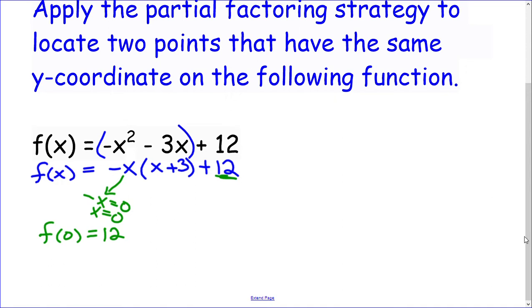And then if I do the same thing over again, and I take a look at this term, I've got x plus 3, and we're going to make it equal to 0, then x is equal to negative 3. So when I plug negative 3 into my function, I'm also getting 12 as an answer, because I'm canceling out my factored term. So after that, we're going to graph this out and kind of get an idea of where this thing would be.